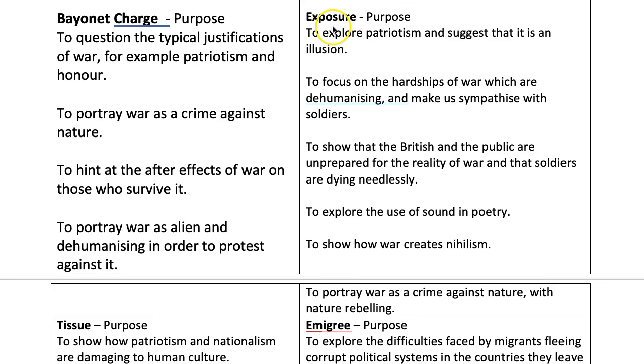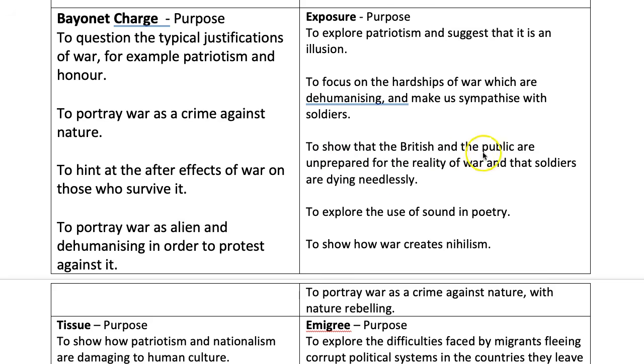Now, Exposure has loads of similarities. Exposure is also to explore the idea of patriotism and suggest that it is an illusion. These men are freezing to death for no reason. It focuses on the hardships of war, which are dehumanising, there's a nice link already, and make us sympathise with the soldiers. And I didn't include that, but obviously Bayonet Charge also asked us to sympathise with the soldier.